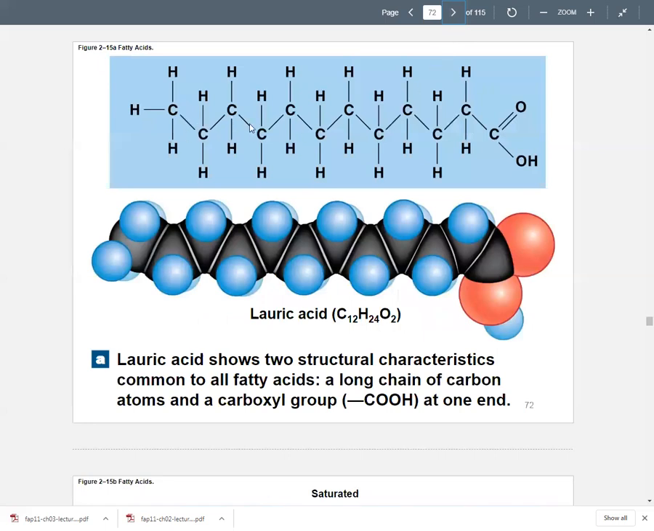All right, so here's your fatty acid chain. Lots of carbon and hydrogen, lots of non-polar covalent bonds, slightly polar here. That's your carboxyl group. But again, don't get too overwhelmed by this. You see this long tail with the carboxyl group on the end, it's a fatty acid.